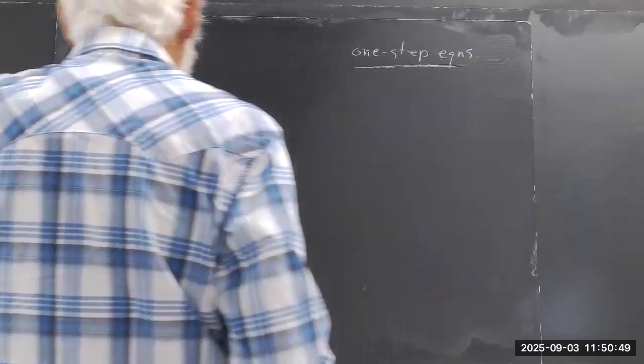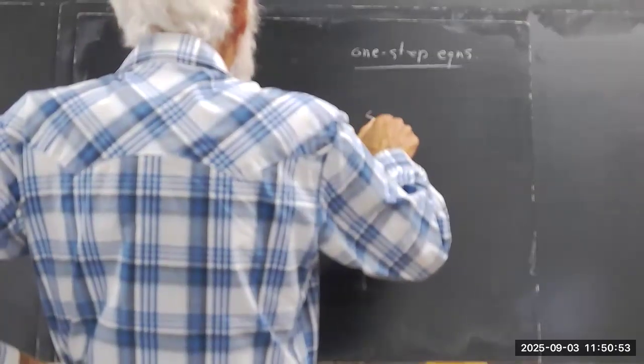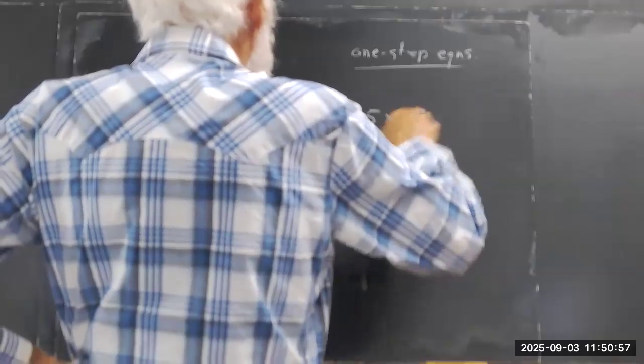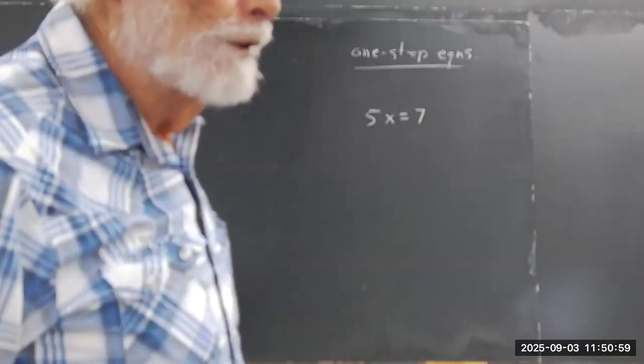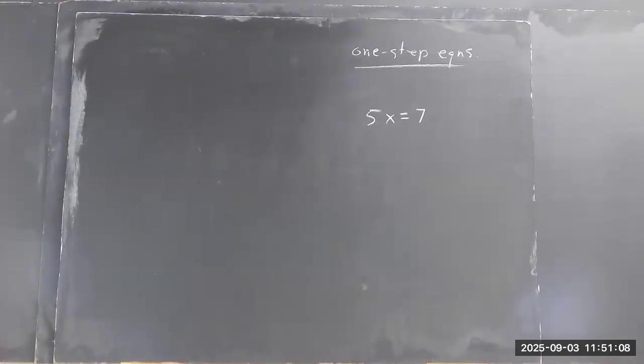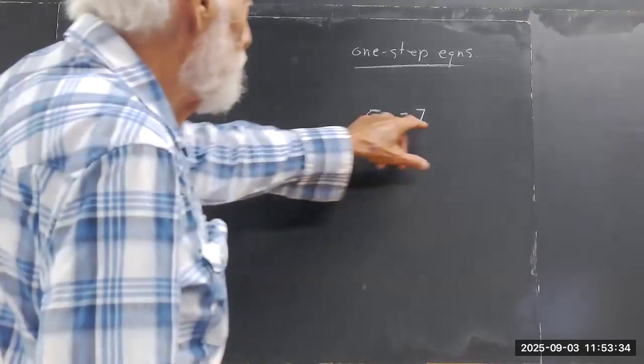A one-step equation is like 5x equals 7. Now I'm just going to throw that out. Can you solve that equation showing me your steps? Okay, so we got 5x equals 7.